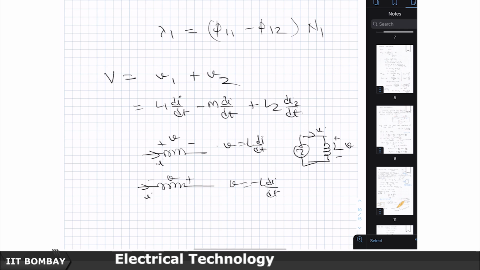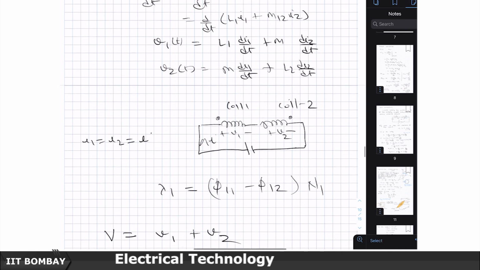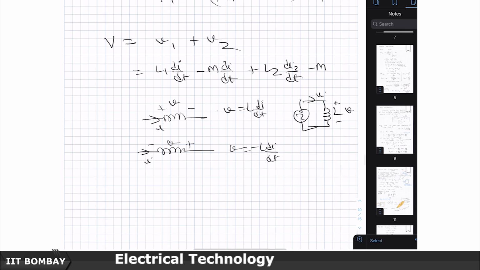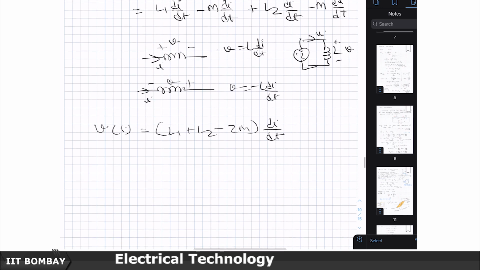minus, now because one current enters the dotted terminal and the other leaves the dotted terminal, again I get a minus m di1 by dt, but I1 is equal to I2 equal to I. So, I will get this, which means V of t will be L1 plus L2 minus 2m di by dt. So, in two series connected mutually coupled coils, the inductance will be L1 plus L2 plus or minus 2m henries.